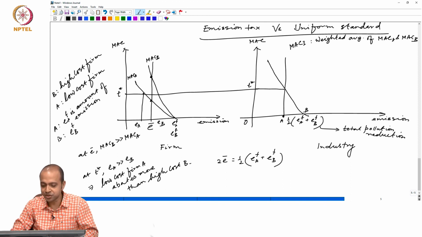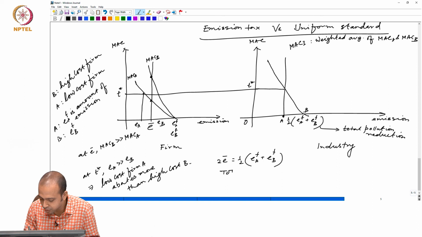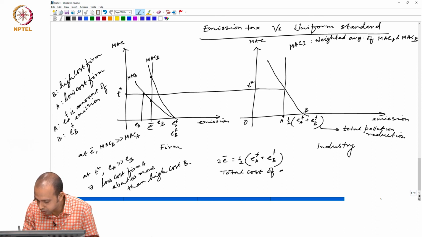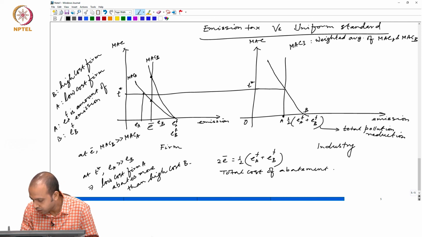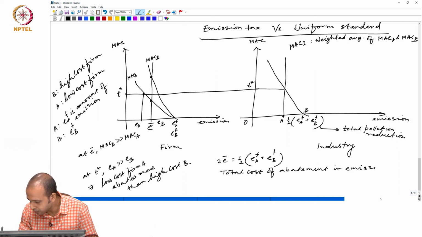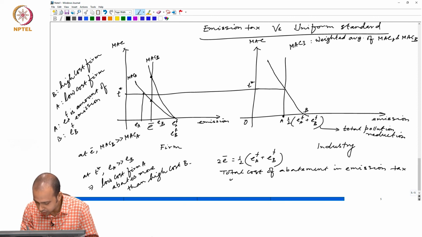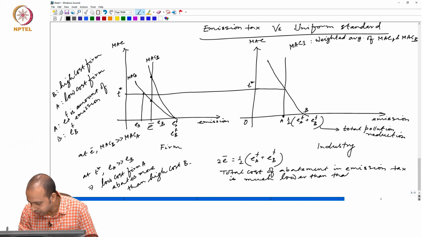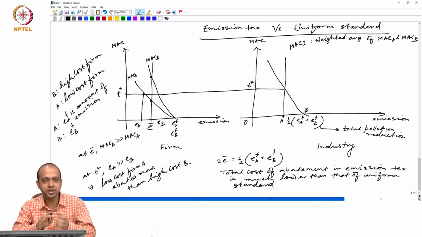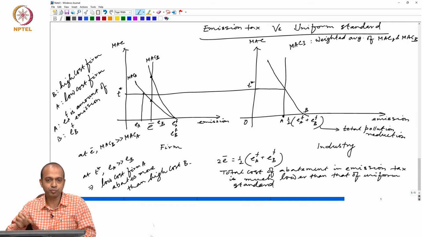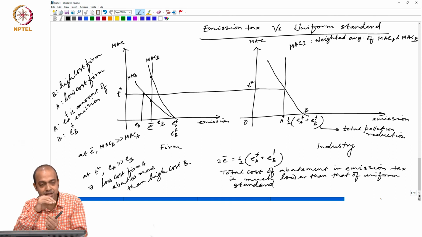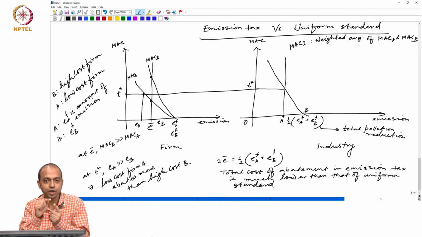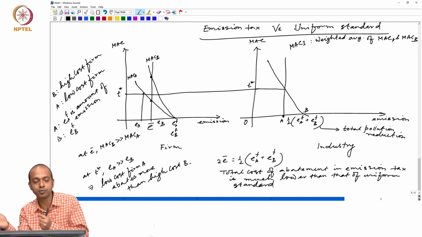the total cost of abatement in emission tax is much lower than that of uniform standard, and that is why we say that emission tax is more efficient compared to the uniform standard, because emission tax has that type of capacity to redistribute the pollution control responsibility from high cost firm to low cost firm.